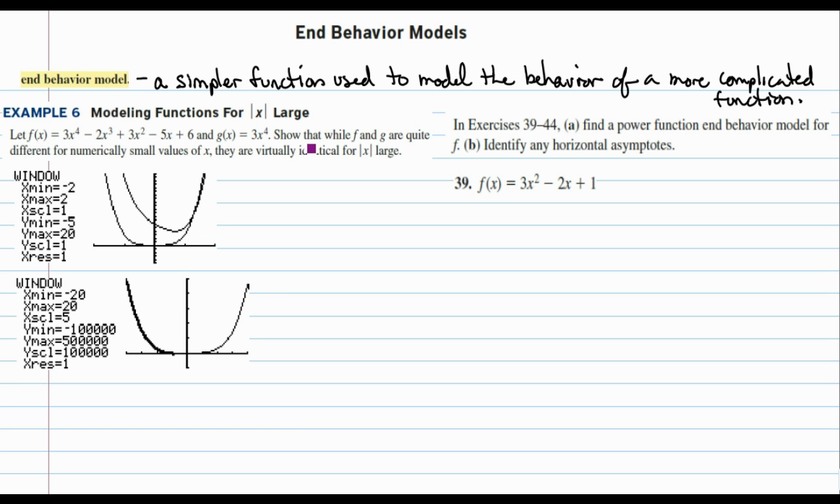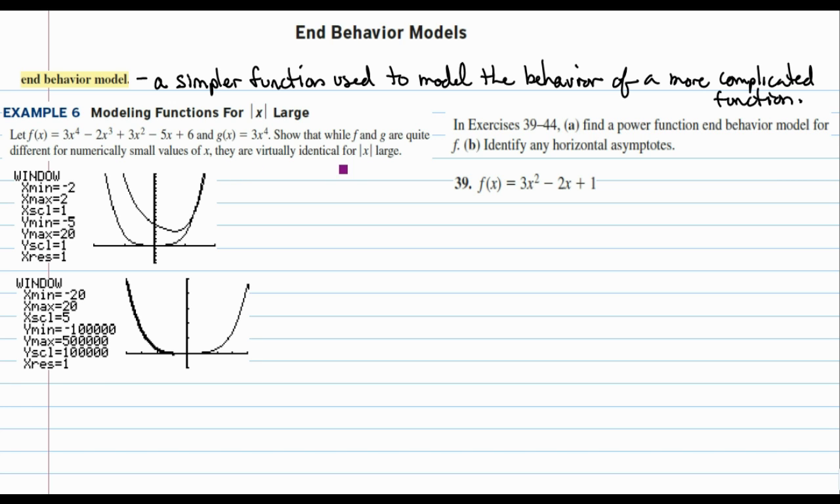And we're going to show that while f and g are quite different for numerically small values of x, like 0, 1, 2, 3, and really even smaller or even bigger than that, they are virtually identical for absolute value of x large. And g of x is just the first term of f of x. It's just 3x to the fourth. The most significant term in a polynomial is its first term, its leading term with the degree and leading coefficient.